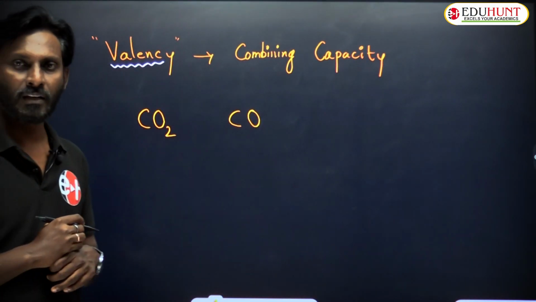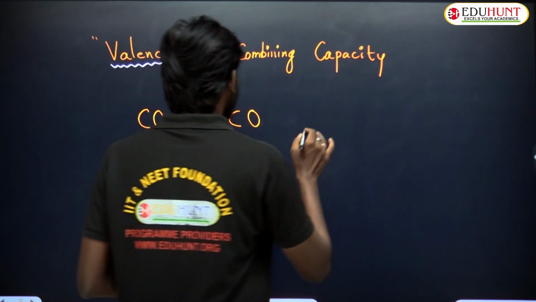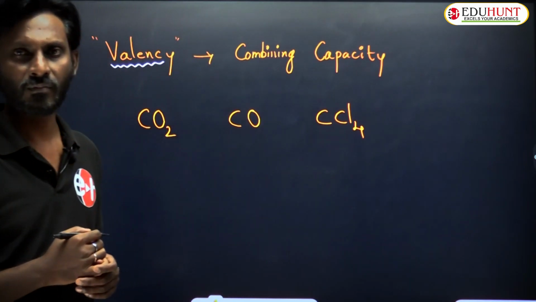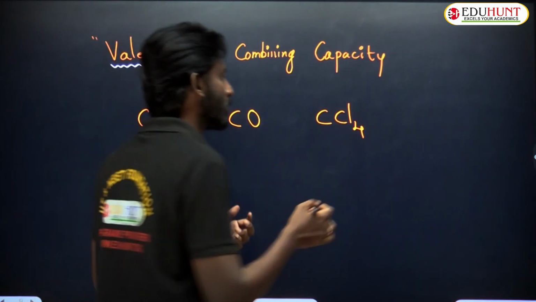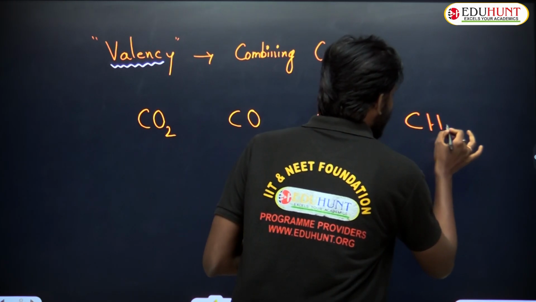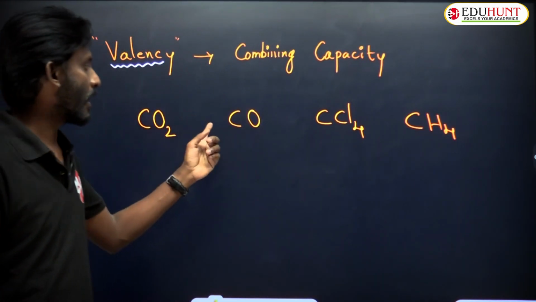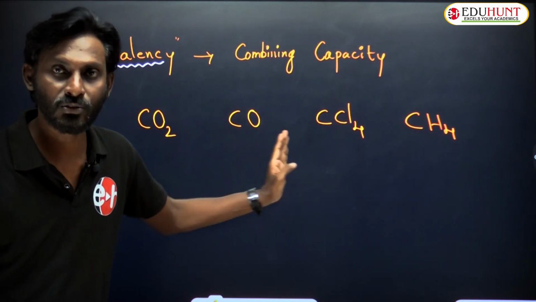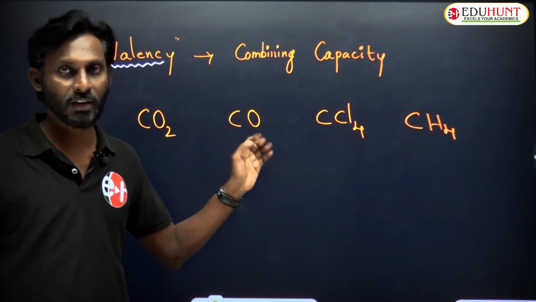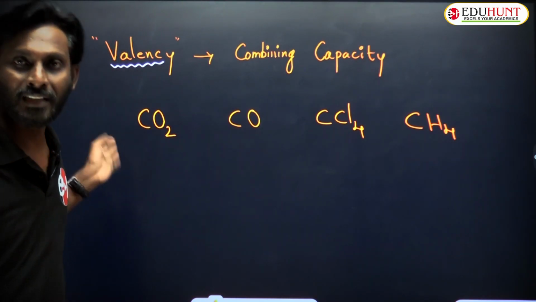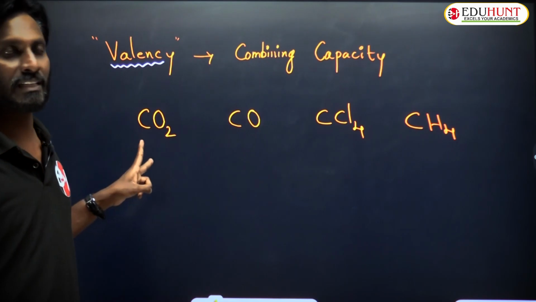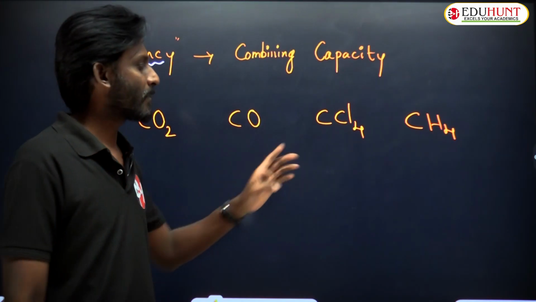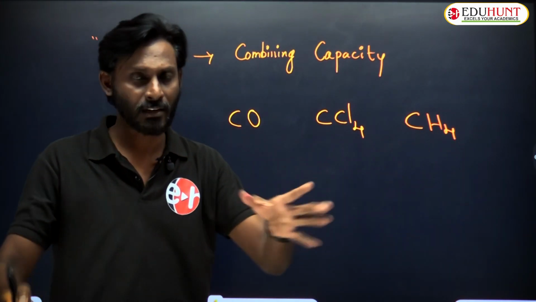Now you will see another molecule like CO. In some other cases, you can see CCl4, or examples like CH4. Here, carbon has combined with oxygen in a 1:1 ratio: one carbon atom combined with one oxygen atom. Here, one carbon atom combined with two oxygen atoms. There, one carbon atom combined with four chlorine atoms.